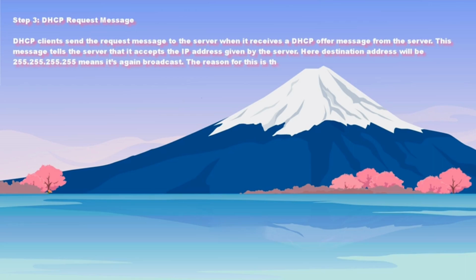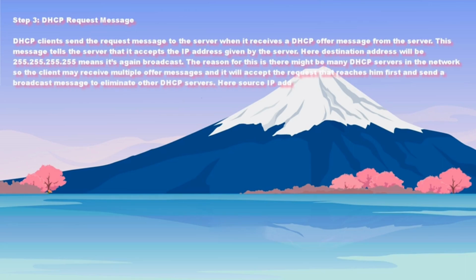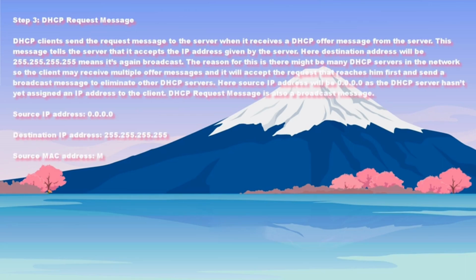Step 3. DHCP request message. The DHCP client sends the request message to the server when it receives a DHCP offer message from the server. This message tells the server that it accepts the IP address given by the server. Here, the destination address will be 255.255.255.255, which means it's again broadcast.